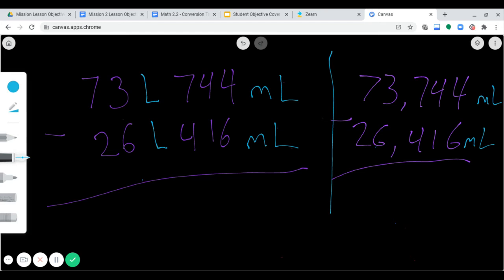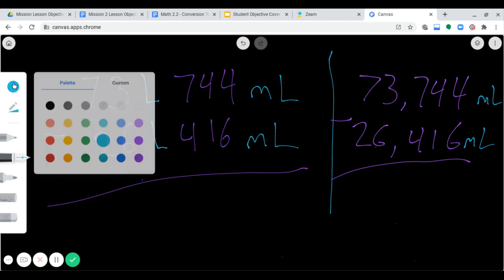Do you want to convert them? You could. Do you have to? You don't have to. It depends on what works best for you. Because I could solve it this way. I could keep them just like this. And I could just subtract my milliliters and I could subtract my liters.